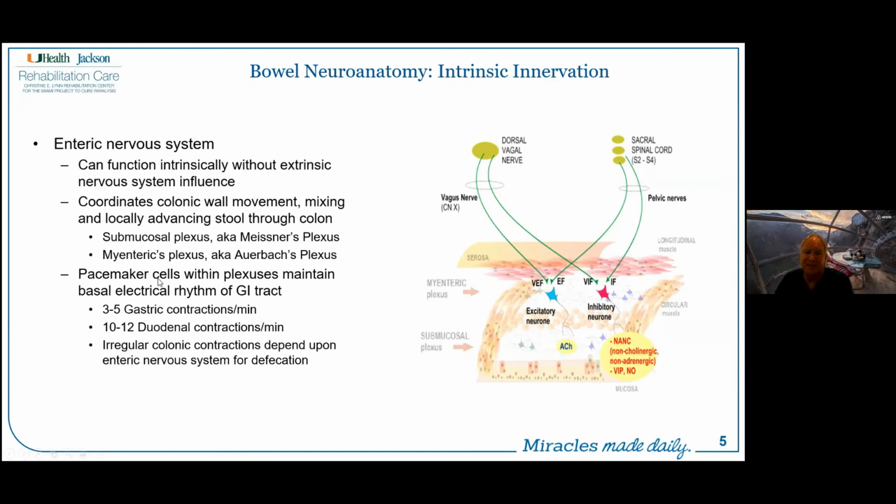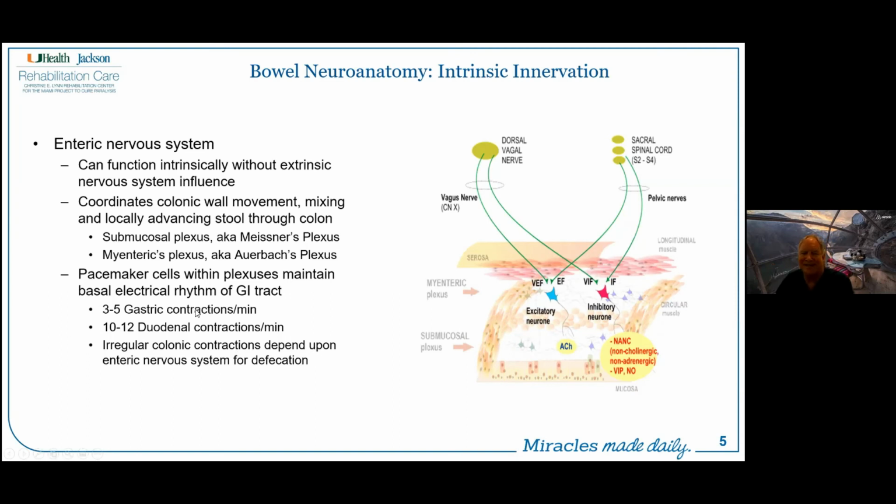Now, I think that we need to step back for a moment and recognize also within the intrinsic or enteric nervous system of the bowel, we have pacemaker cells. The same way that we have pacemaker cells for our heart, we have pacemaker cells in different areas of the gut. In the stomach, those pacemaker cells fire at approximately 3 to 5 contractions per minute. In the small bowel, the duodenum contracts approximately 10 to 12 times a minute. And then in the colon, they have very irregular firing, and that is especially influenced by sympathetic, parasympathetic, and somatic nervous system.